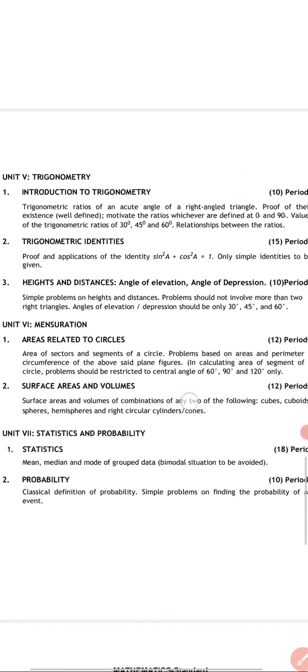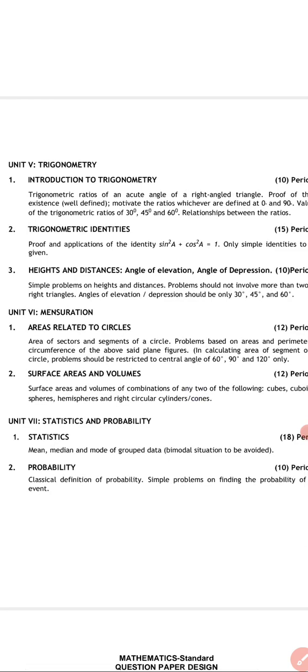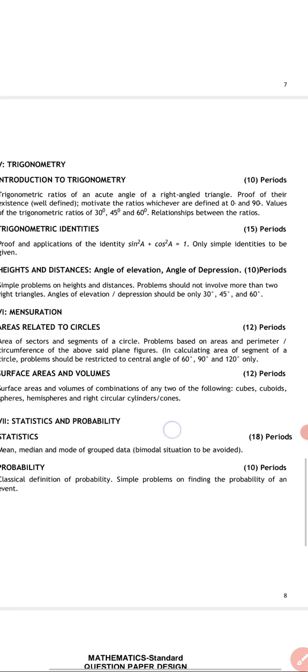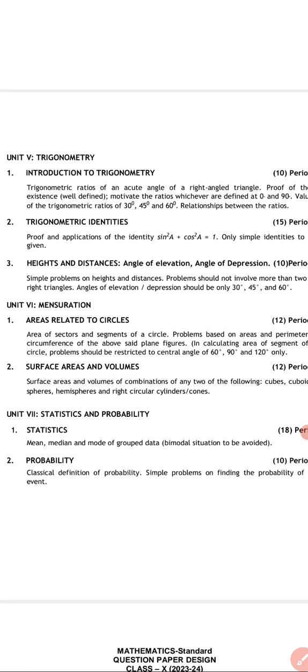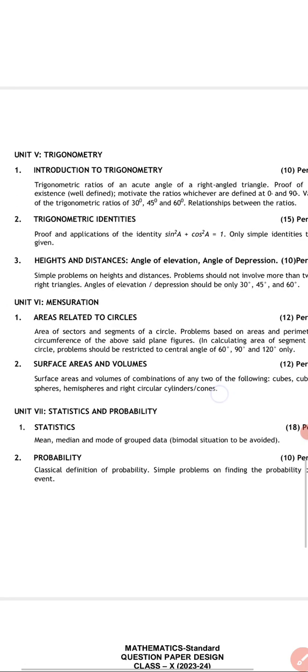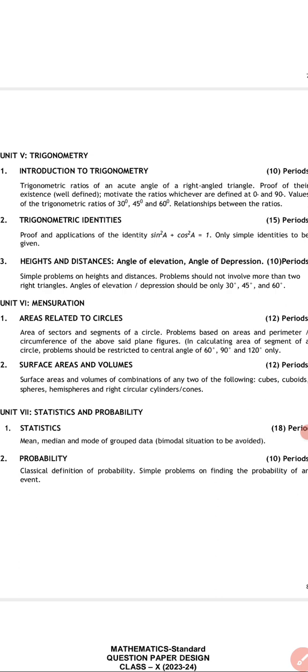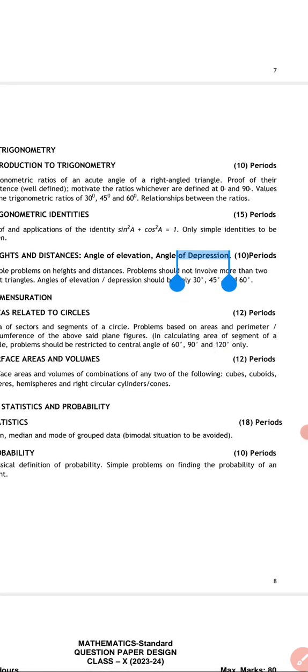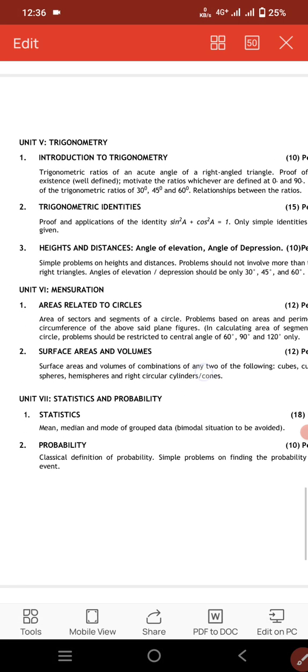In trigonometry, introduction to trigonometry. Trigonometric ratios of an acute angle of a right-angled triangle, proof of their existence. Then motivate the ratios whichever are defined at 0 degree and 90 degree. Values of the trigonometric ratios of 30 degree, 45 degree and 60 degree, relationships between the ratios. Then trigonometric identities, proof and applications of the identity sin square A plus cos square A equal to 1. Only simple identities given.